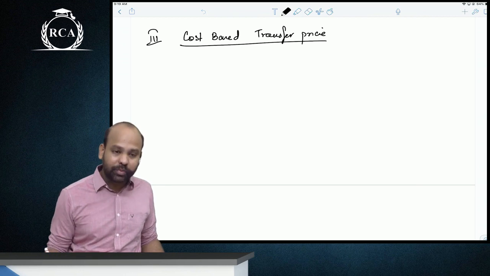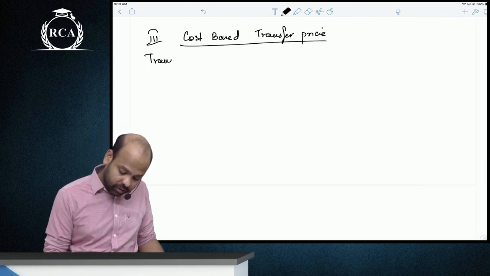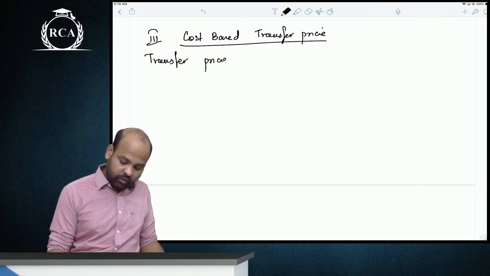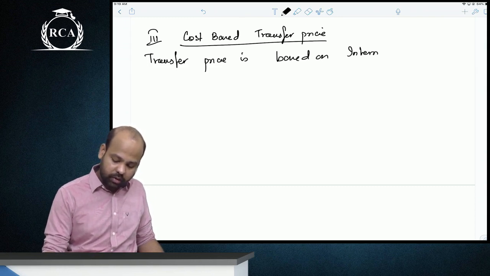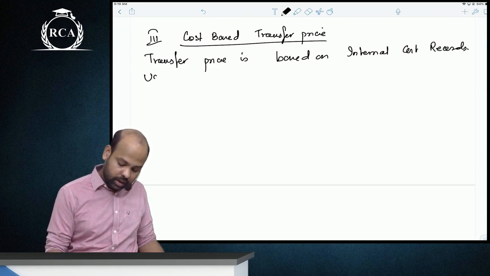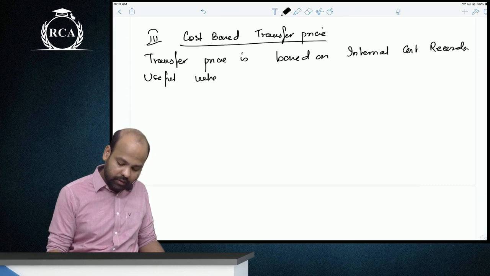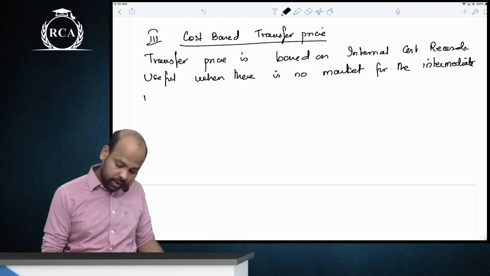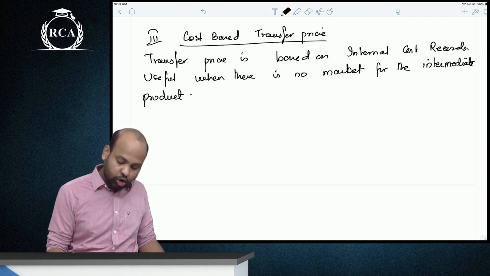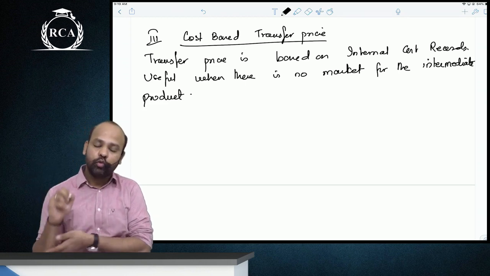पहले लिखो बेटा, कॉस्ट बेस्ड ट्रांसफर प्राइसिंग, गाइस. ट्रांसफर प्राइस इज बेस्ड ऑन द इंटरनल कॉस्ट रिकॉर्ड्स. Useful when there is no market for the intermediate product. When there is no market, सब लोग साथ में लिखो बेटा, for the intermediate product. If you do not have a market for the intermediate product, beta, transfer price based on internal cost records would be useful.